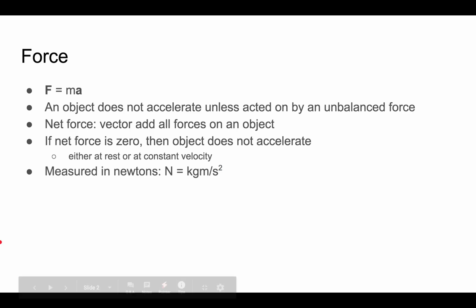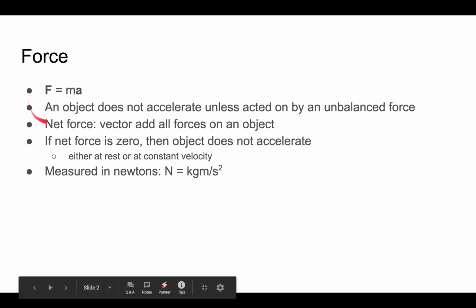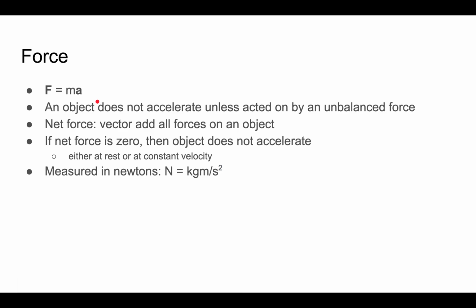Over here we have this formula, F equals ma. Notice that F and a are both vectors, and this means that force is equal to mass times acceleration. So if an object has a force on it, then it will accelerate. And if an object does not have a force on it, it will not accelerate.